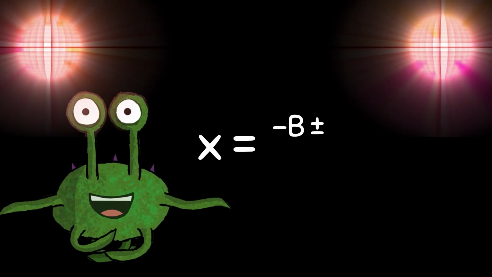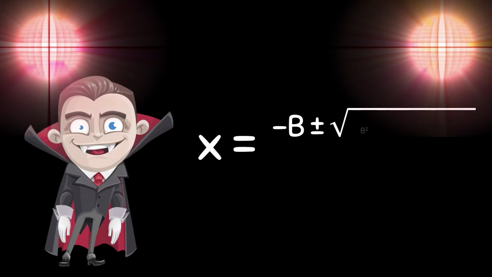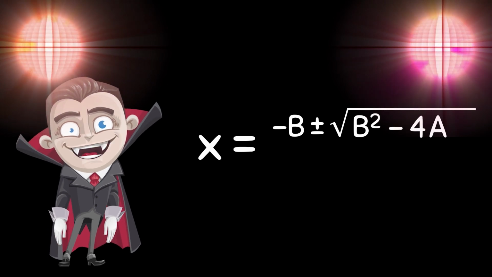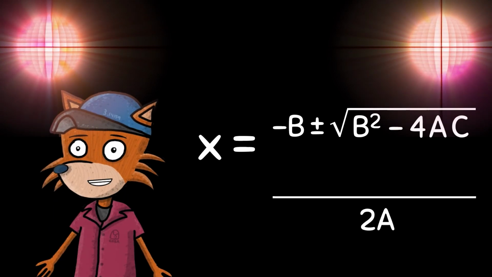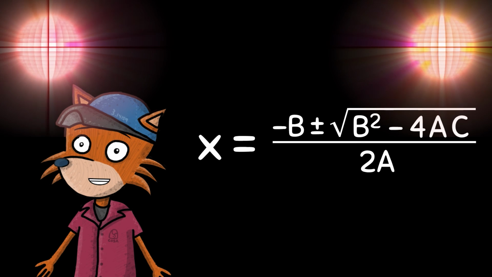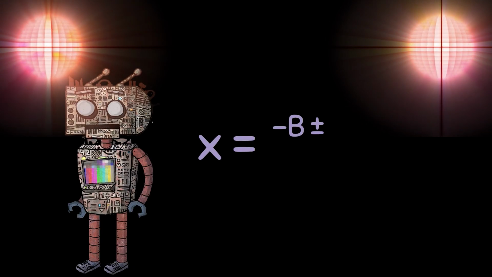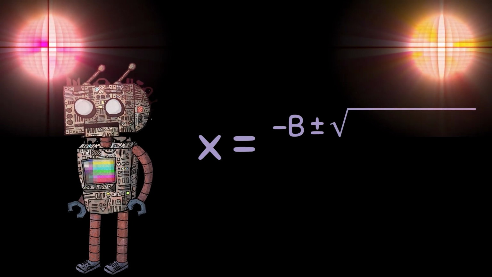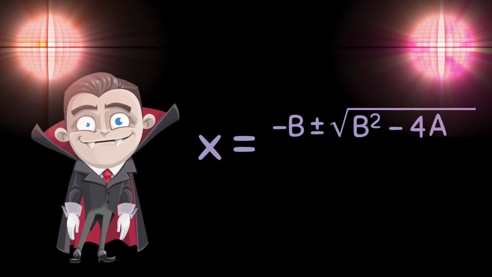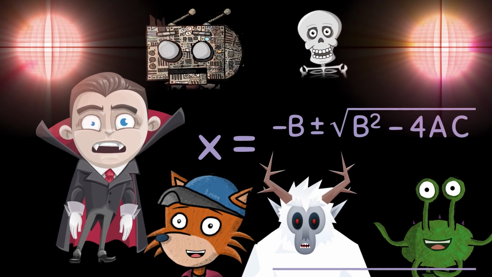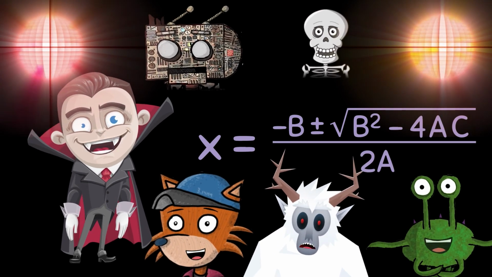If you want to solve for x, start with negative b, plus or minus the square root of the quantity b squared minus 4 times a times c. Then divide the whole thing by 2a. It's that easy.